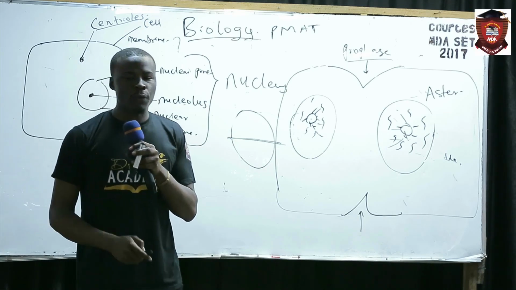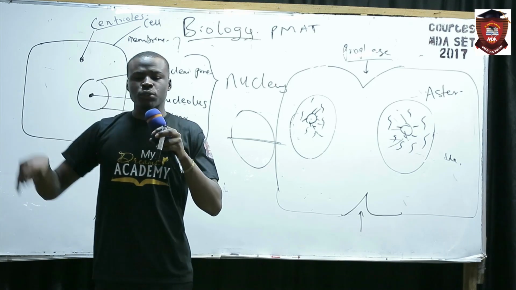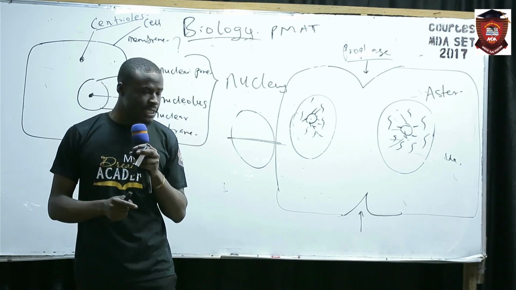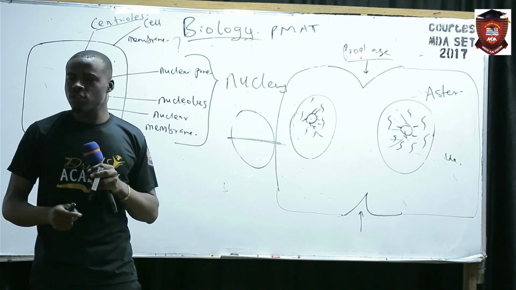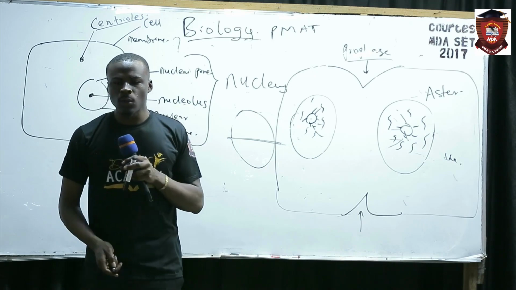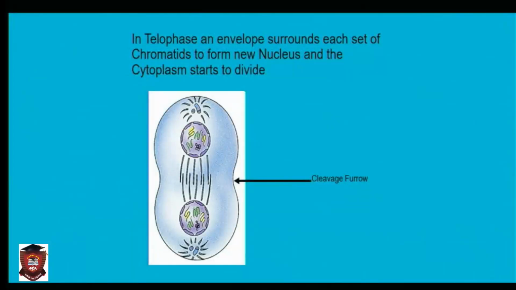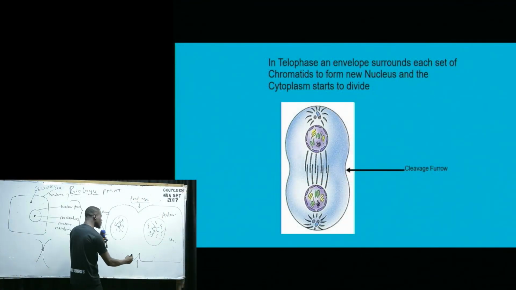Now, in telophase, what happens? The envelopes surround each set of chromatids to form a new nucleus, right? And the cytoplasm starts to divide. So let's go to the slide again of telophase. You see a cleavage, a pinch that is trying to occur. So that's this thing here. They're trying to compress this, so that you form a separate cell membrane for each nucleus, so you can form daughter cells.